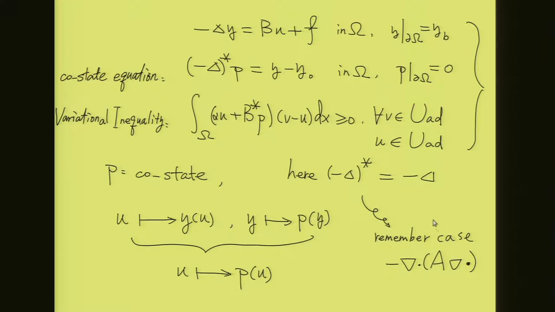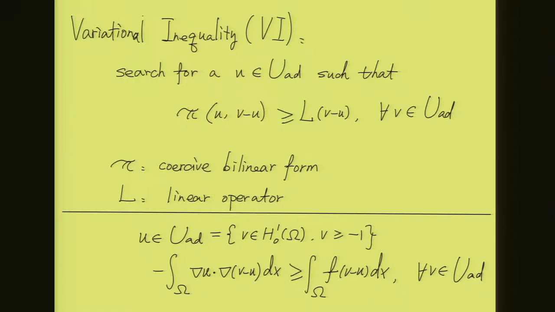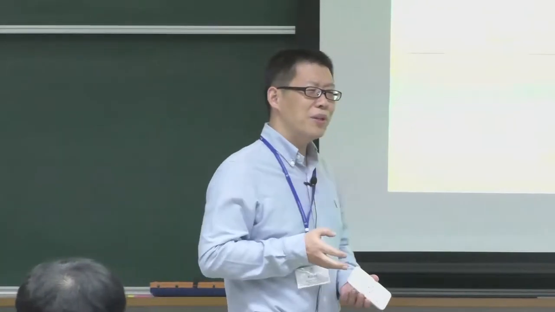So basically, this is a very simple model problem. We have this relation: if we give u, then we will have this y_u. And for a given y, then we have this p_y. So we collect these two things together, we see that actually if we give u, the costate p_u will be given. So the dependence of the variables is like this. Since the other two equations are very standard elliptic equations, the only thing not very familiar to our students perhaps is the variational inequality.